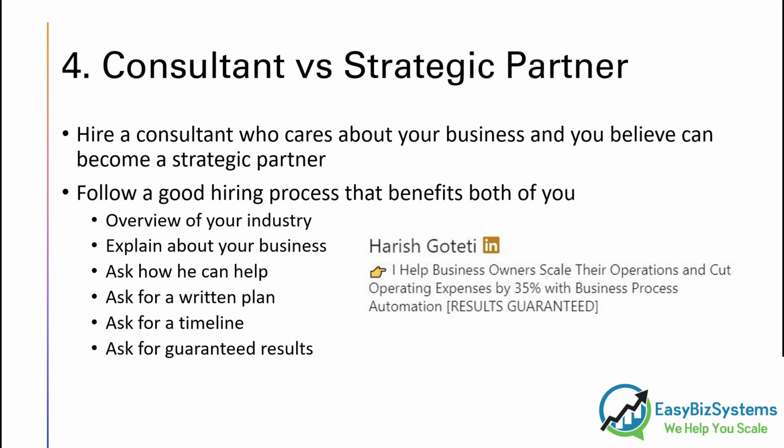Ask for a written plan. Always have a written plan, so you can go over it again and again during the process of the project. Ask for a timeline, and don't push for an aggressive timeline, because this is not easy and it's not going to happen in 5 days or 10 days. So you have to commit for 2 months, 3 months, or even 6 months, depending on how much you want to automate. So ask for a timeline, but don't push the consultant.